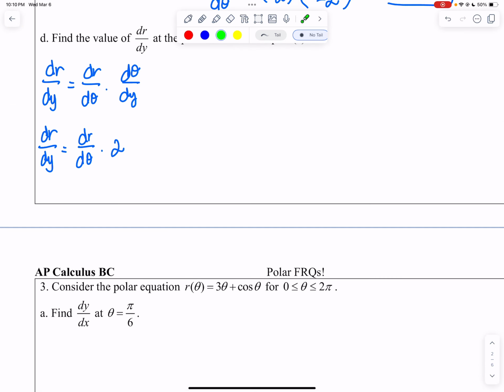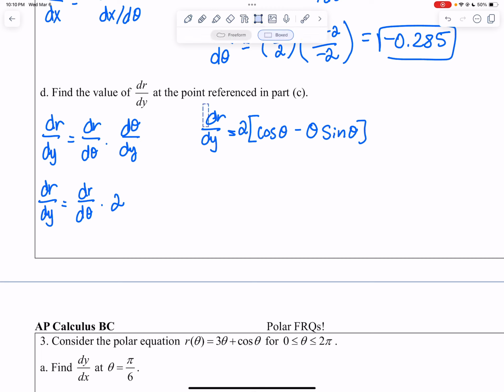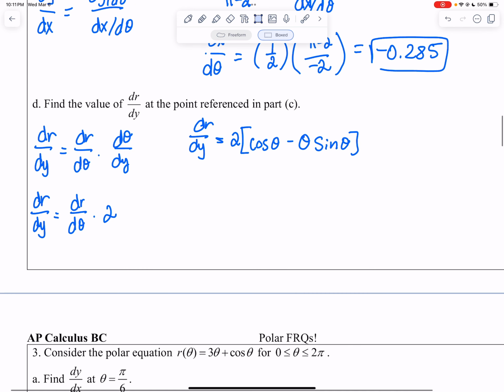So now I have dr/dy is equal to cosine of theta minus theta sine of theta, and then times 2. Well, this doesn't really give me a lot of information now. Well, it kind of does. It gives me this. But like I said, we kind of need to figure out what theta is, right?